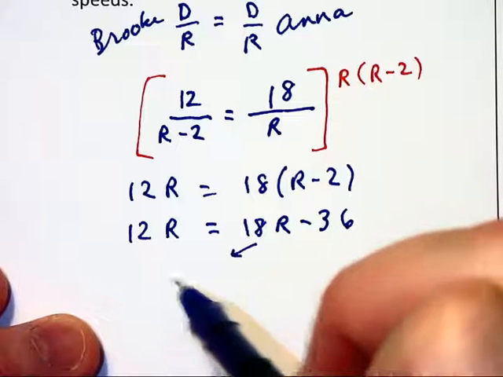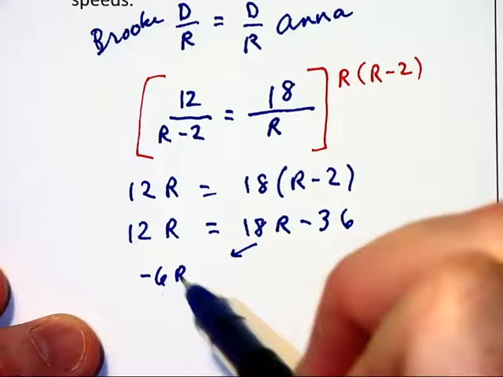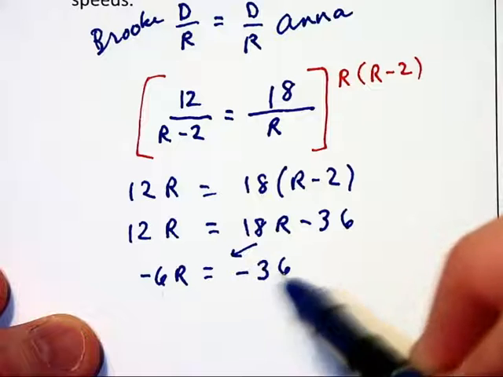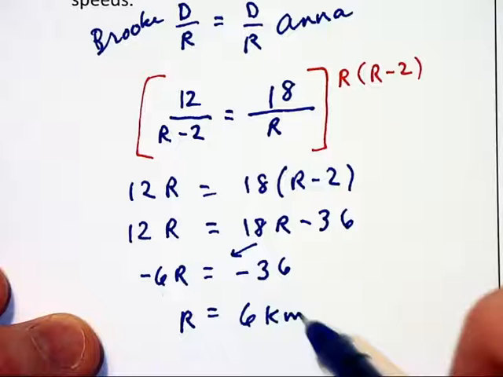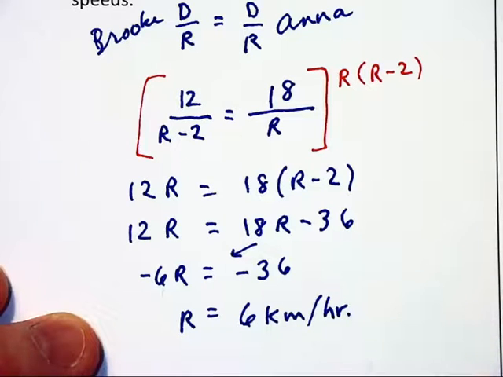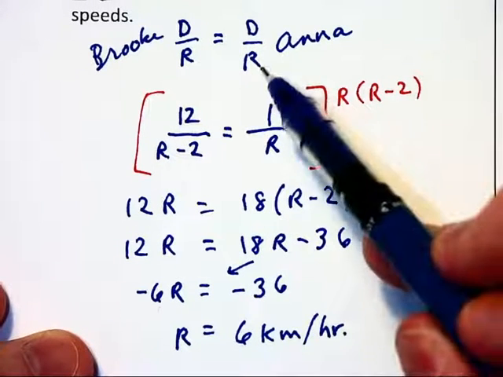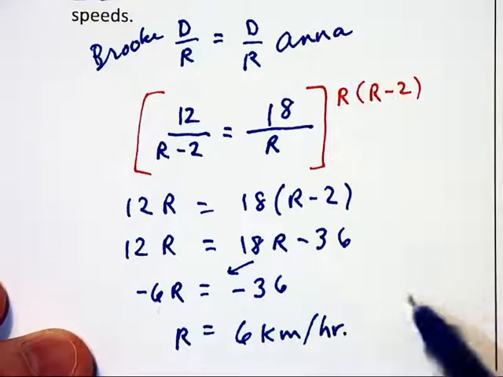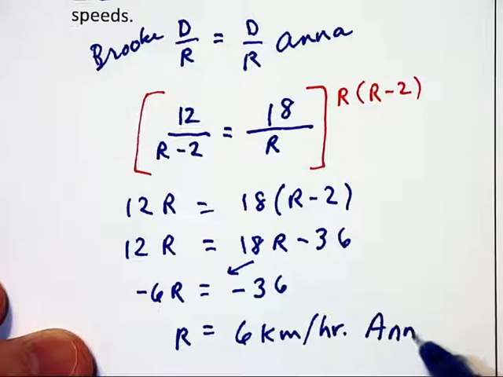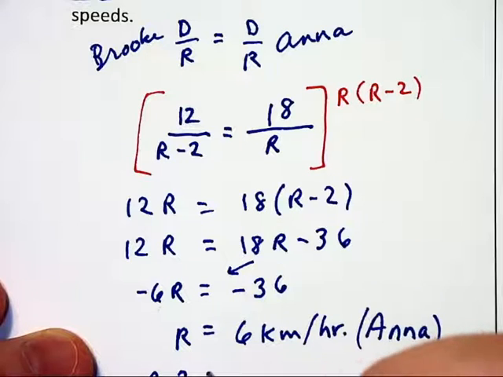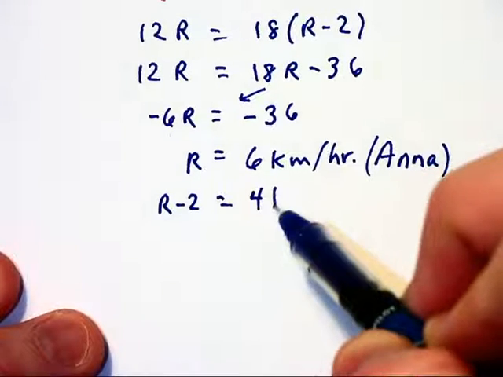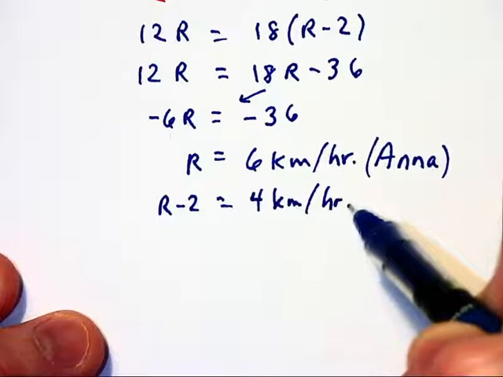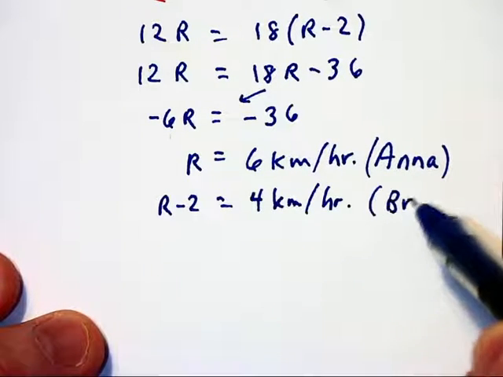Subtracting the 18r on each side gives us negative 6r equals negative 36, and r turns out to equal 6 kilometers per hour. Now up above we put r in the Anna fraction, so this is actually going to be Anna's speed. Whereas r minus 2, which I need to show you here, is going to be 4 kilometers per hour, which is going to be Brooke's speed.